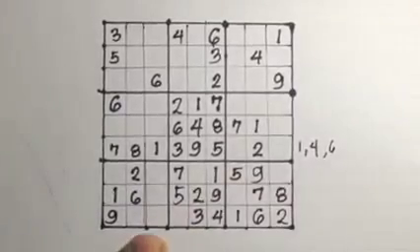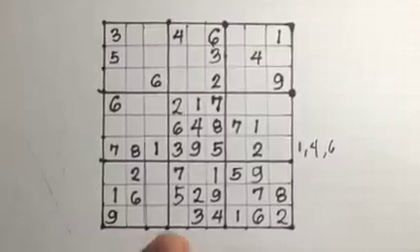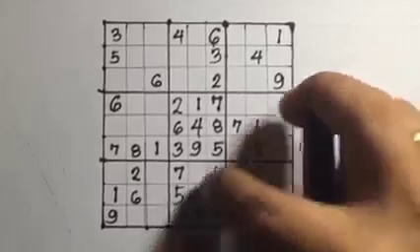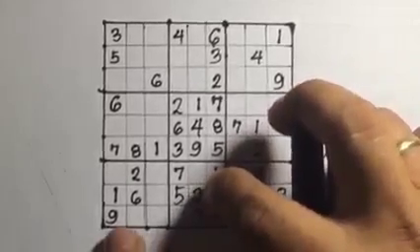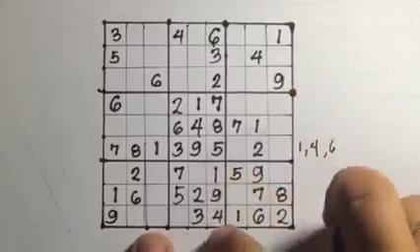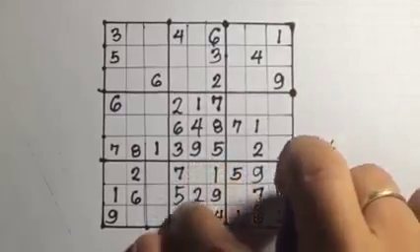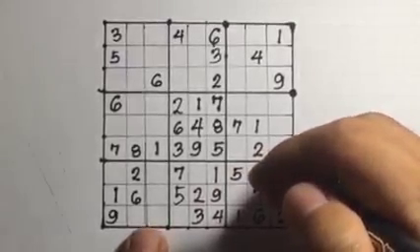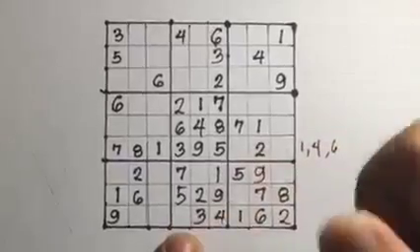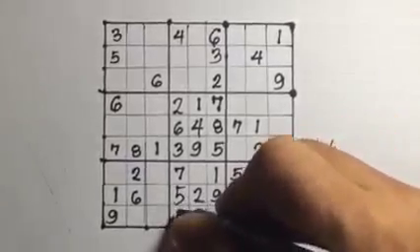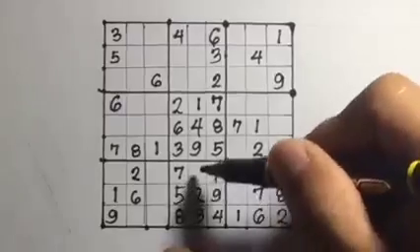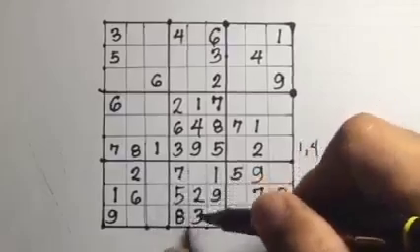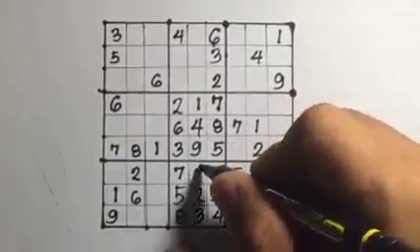And in this row, the missing numbers are 5, 7, and 8. In this block there is 7 and 5 in here. So 7 and 5 shall be in these 2 cells here, because this block has 7 and 5. So automatically this will be 8. And there is only 1 cell not filled in, so automatically this will be 1, 2, 3, 4, 5. Okay, this is 6.